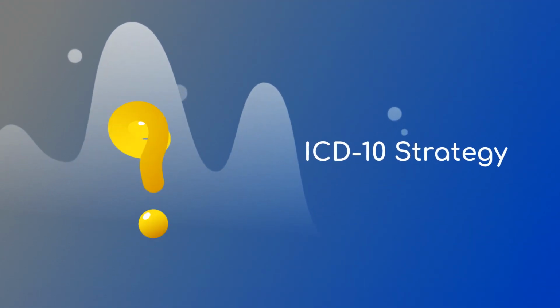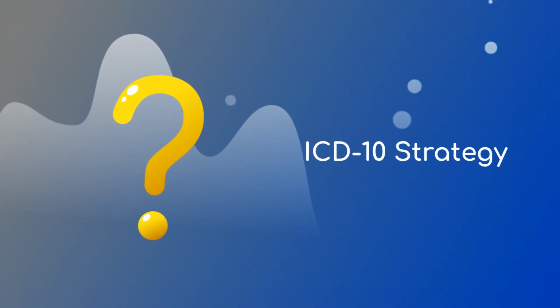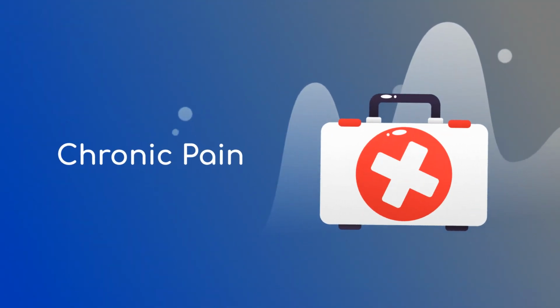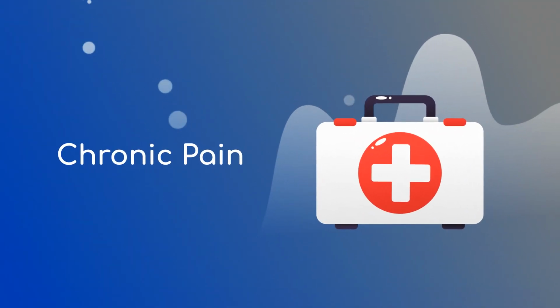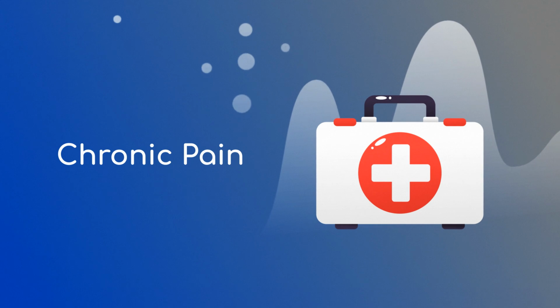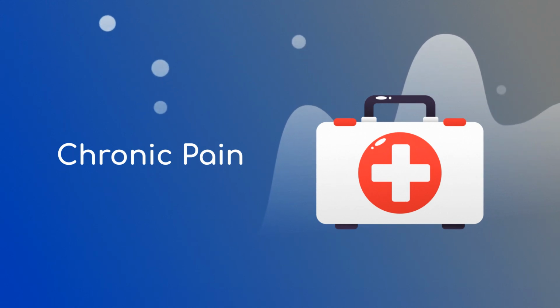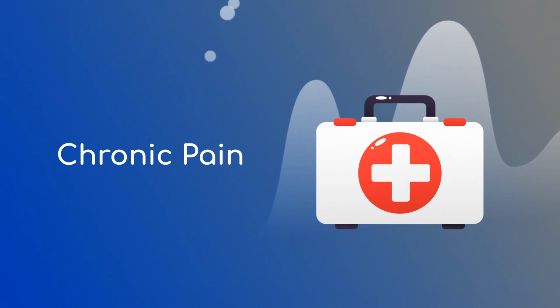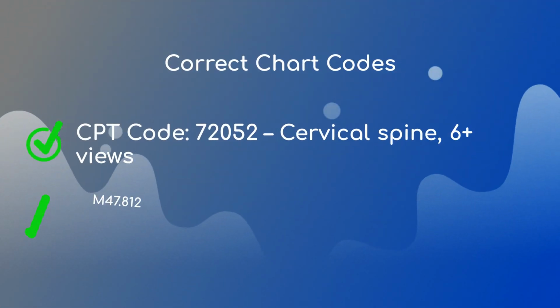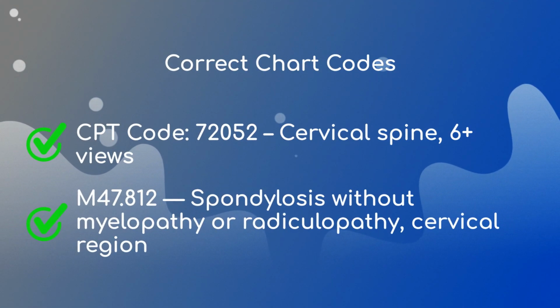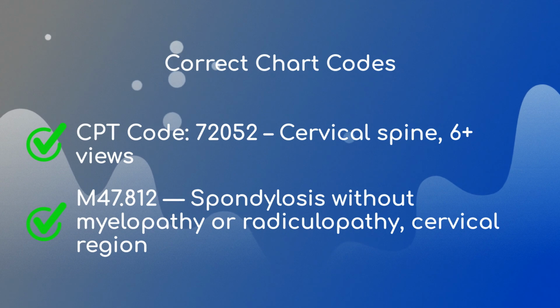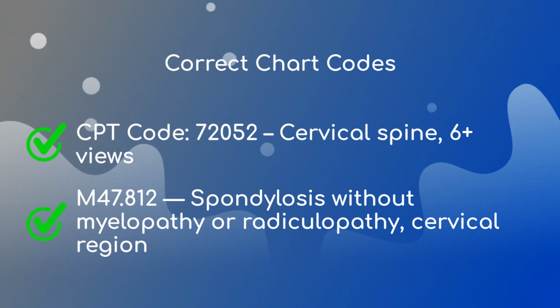This is not trauma-related, and the history clearly states chronic pain. Imaging was performed for ongoing symptoms, not injury or follow-up from an acute event. The findings support degenerative spine disease, also known as generalized cervical spondylosis. Based on this, the appropriate diagnosis code is M47.812, spondylosis without myelopathy or radiculopathy, cervical region.